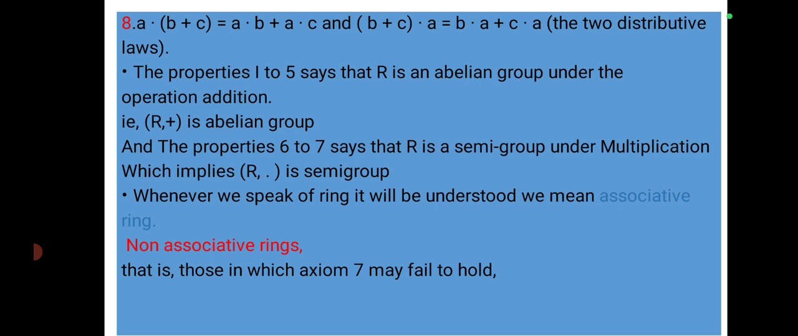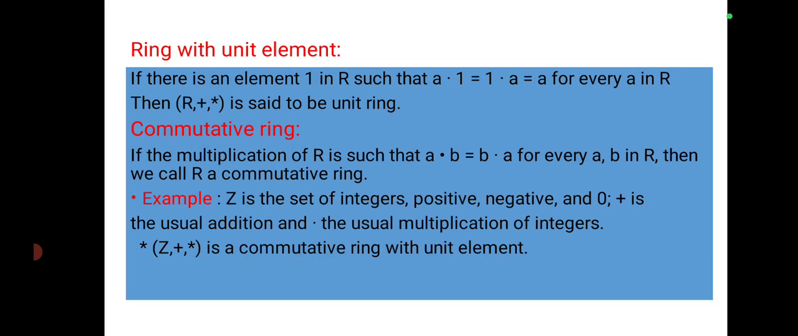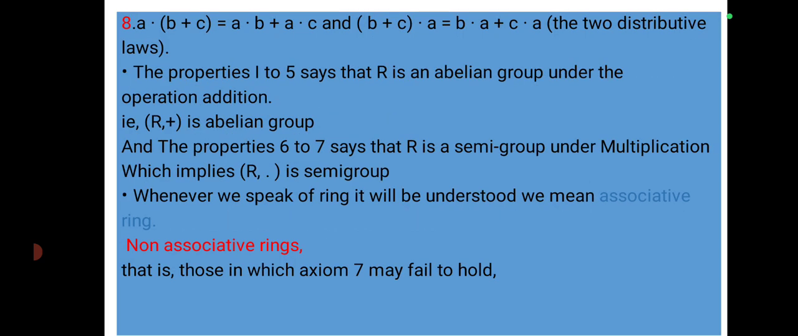The properties 1 to 5 say that R is an abelian group under the operation addition, that is R, plus is an abelian group, and the properties 6 to 7 say that R is a semigroup under multiplication, which implies R, dot is a semigroup. Therefore, R, plus, dot is a ring. Whenever we speak of a ring, it will be understood we mean an associative ring. What is a non-associative ring? If the ring does not satisfy property 7, that is, it may fail, then the ring is said to be a non-associative ring.